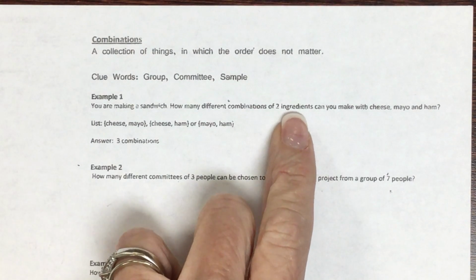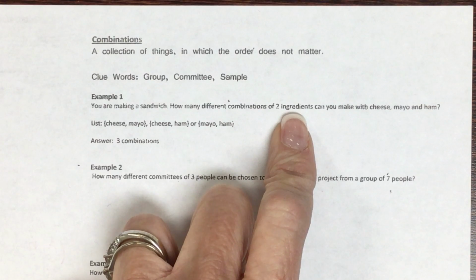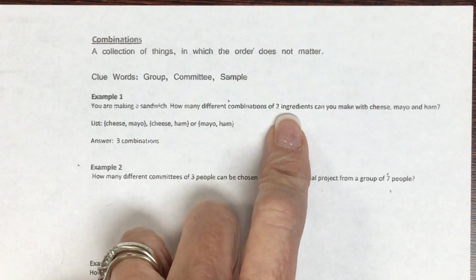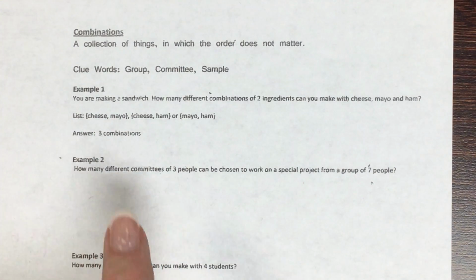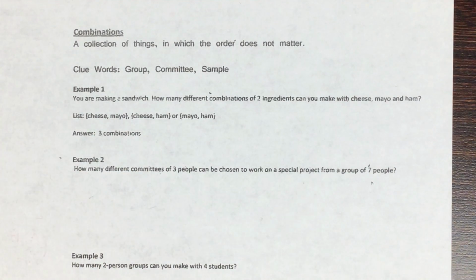So I have 2 ingredients, okay, and I have 3 options. So like we just said before with multiplication, we could do 2 times what? 3, okay? All right. So how many different combinations of people can be chosen to work on a special project from a group of 7 people?